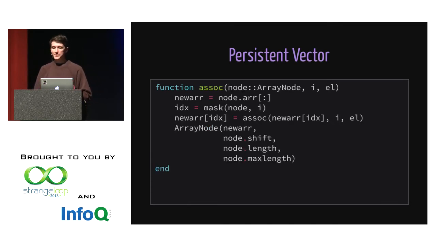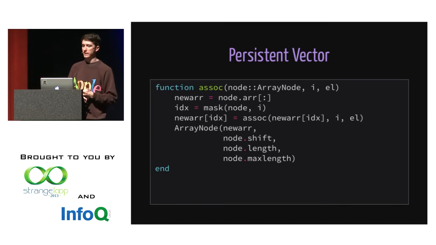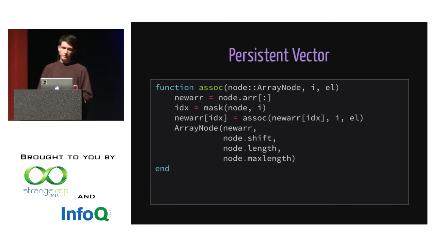We have a slightly more complicated recursive case where we have an array node. So now we do the same copying, but notice that we have a recursive call on the third line of the function, where instead of just immediately adding the element, we have to associate the element with the child and then add that child into our new internal array. And then we create a new similar array node. We don't have to update anything, so we use the previous node's attributes to do that.